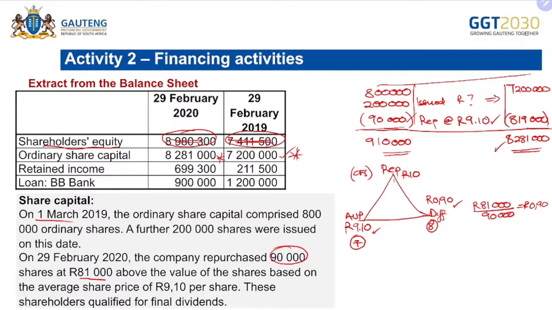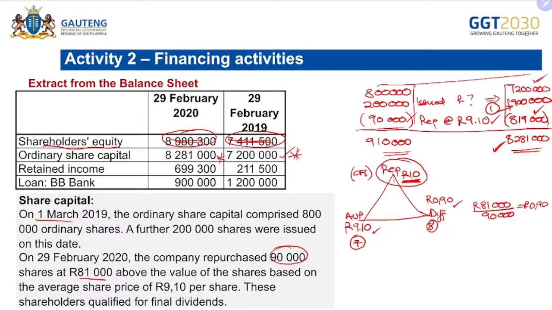I'll repeat again. 8,281,000 plus 819,000 minus 7.2 million. And it should then give you 1,900,000. This is what we got when we issued shares. So from here, I have two amounts that I need. Number 1, how much is it that I received from the issue of shares? 1.9 million. Number 2, how much did I pay on the repurchase of shares, which is 10 Rand per share?